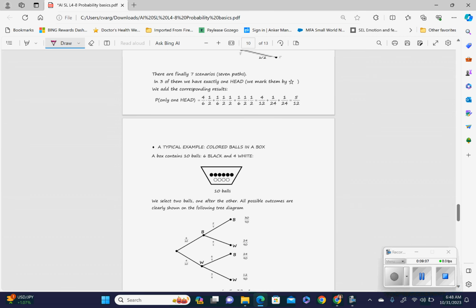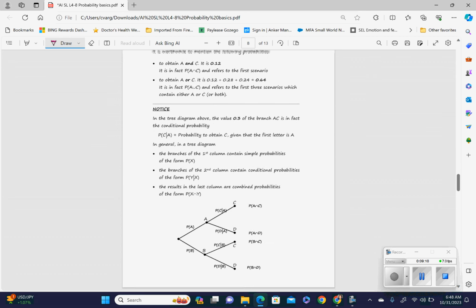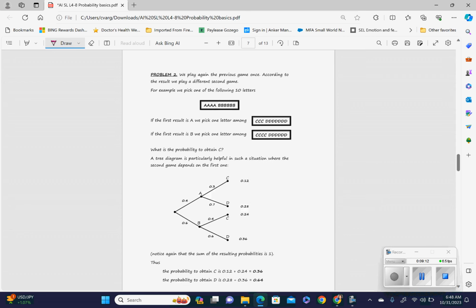Give it a shot. We will go over this in class. Look at these notes that are here, and we will go into this in detail.